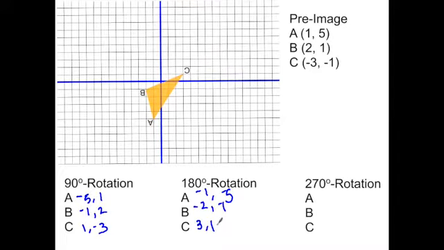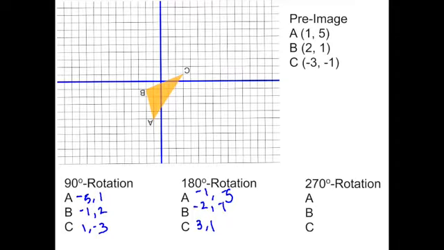Okay? Do you remember the rule? Sure, maybe, maybe not. Okay, well the rule was you just changed the signs of the x and the y's, and that's exactly what we did. We started with (+1, +5), now we're at (-1, -5). We started with (+2, 1), now we're at (-2, -1). We started at (-3, -1), now we're at (+3, +1). Okay? So you can remember the rules, or if you can remember to turn your paper in a 90-degree rotation counterclockwise or 180-degree rotation counterclockwise, you should be set with these rotations.